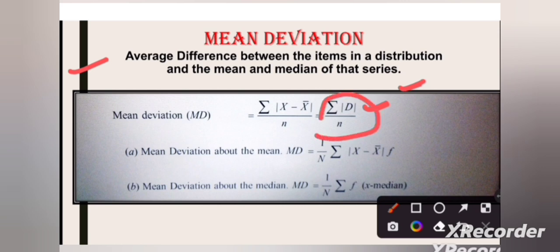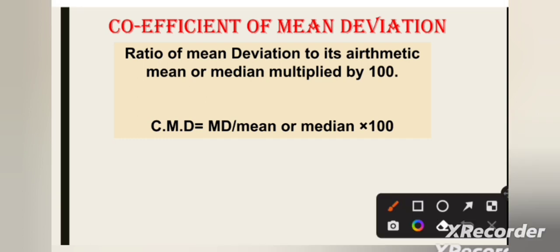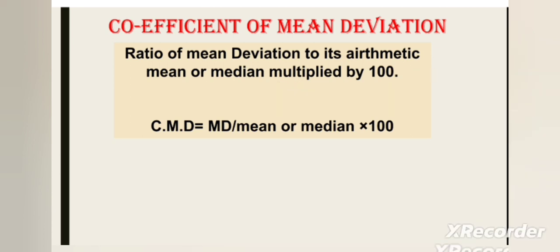Mean deviation about the mean is given by this formula, and mean deviation about the median is given by this formula. Coefficient of mean deviation is another relative measure of deviation, and it is given by the ratio of mean deviation to its arithmetic mean or median multiplied by 100.